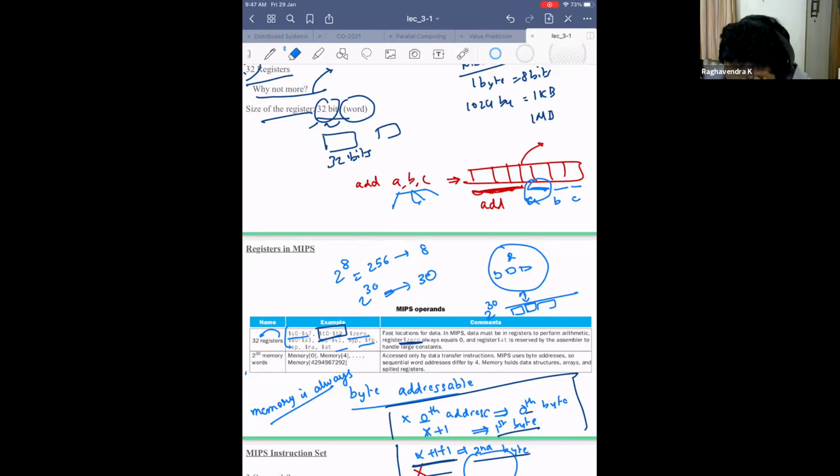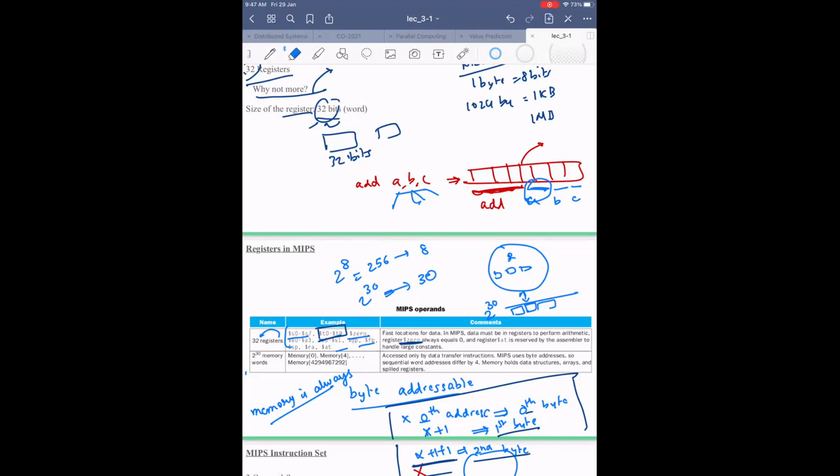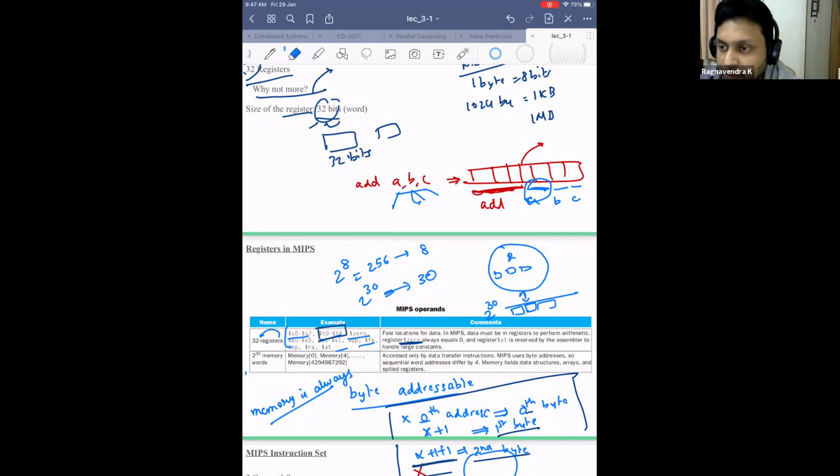Four bytes. Yeah, right. Why? Because what is it that I have written? This word, a 32-bit word, right? So what do I have? One word is 32 bits. All right, one word. This we have already seen, right?